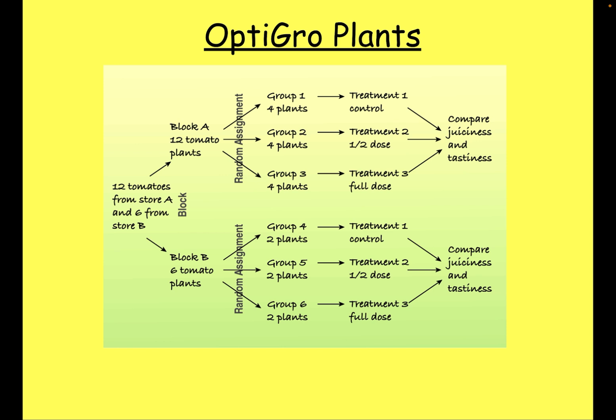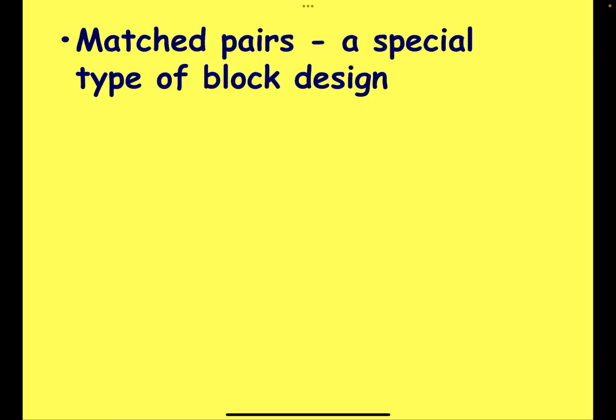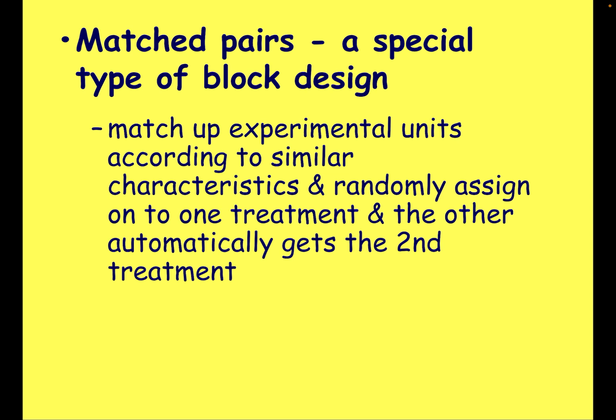There's one other type of experiment that you have seen quite a bit, but it makes sense to talk about it in a little bit of a different way because it's not as traditional. Matched pairs is a special type of block design. Matched pairs typically happens when we match up our experimental units according to a similar characteristic and then randomly assign the treatment to one unit, and then the second experimental unit in the pair will get the other treatment.